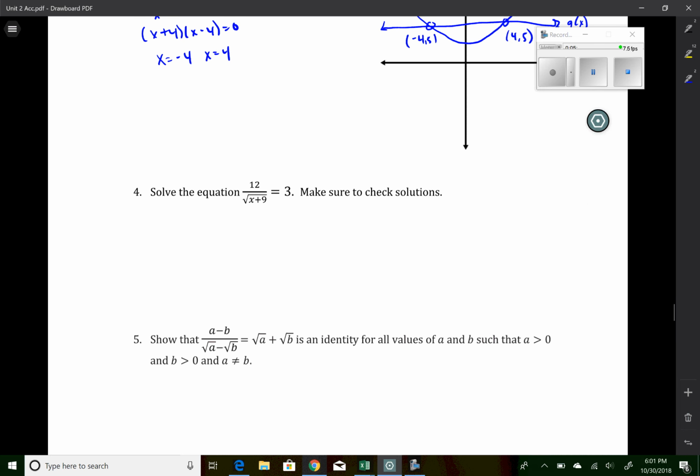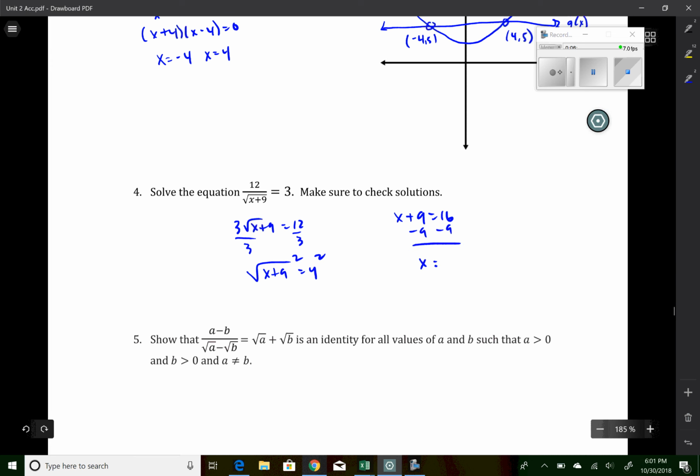For number 3, we can cross multiply. So we get 3 square root of x plus 9 equals 12. Divide by 3. And we get the square root of x plus 9 equals 4. Square both sides. X plus 9 equals 16. Subtract 9. And we get x is equal to 7. 7 works if you plug it in. So we're all good, right?